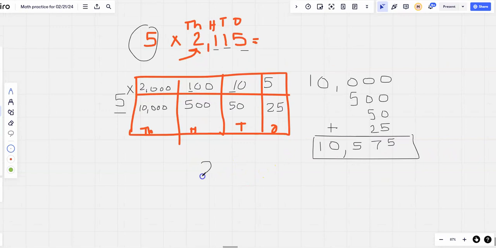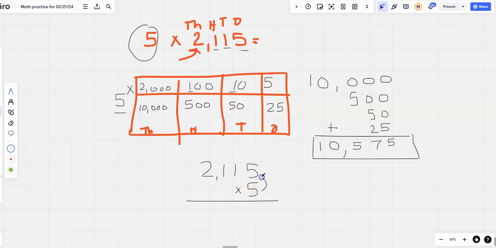Now I want you guys to work it out with our original format, not area model. So go ahead and pause the video and do 2,115 times 5. See if you get the same answer. Okay, if you need more time, please pause the video. We're going to go ahead and do this one together.